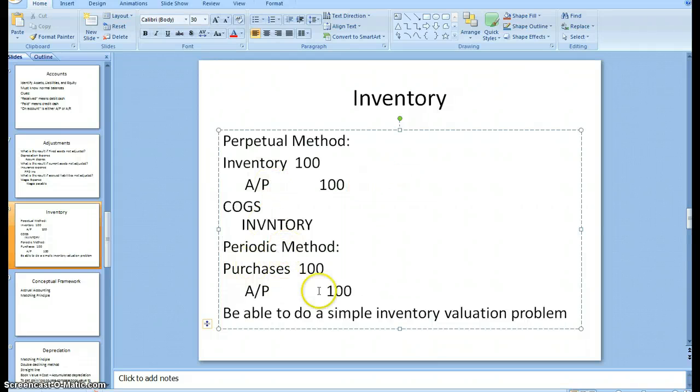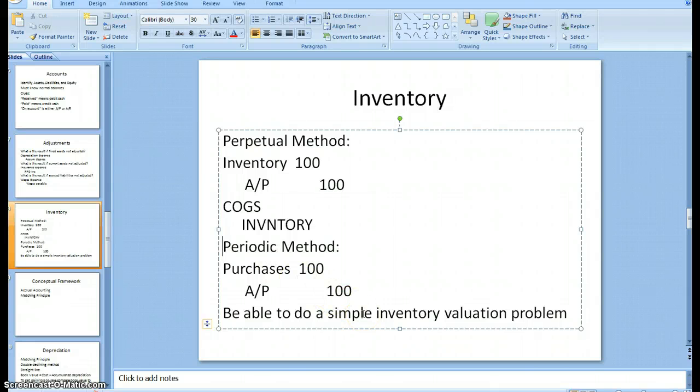Okay, in a periodic method, you're going to debit purchases and credit accounts payable, and you're not going to make any journal entry when you sell inventory. Then you have to go down, you have to count the inventory to find out what's on the shelf, so that you can take your beginning inventory plus your purchases, which you've journalized, gives you goods available. Subtract off that ending inventory, and now you do have cost of goods sold.